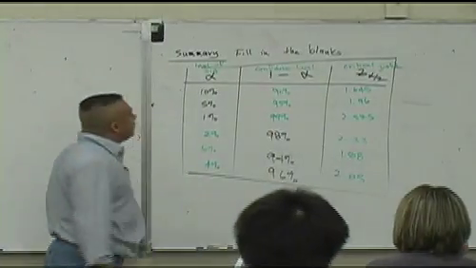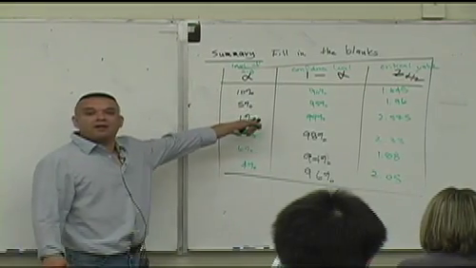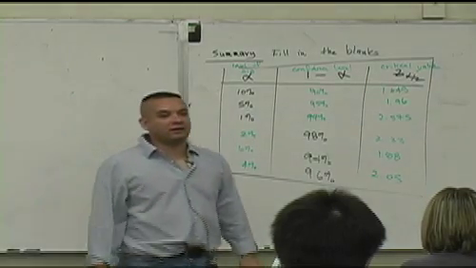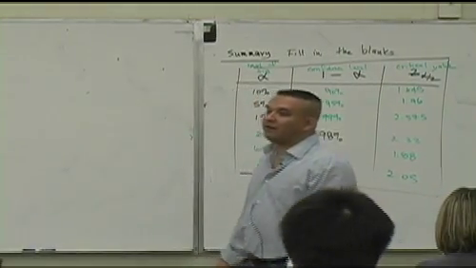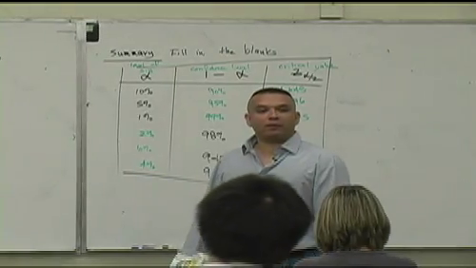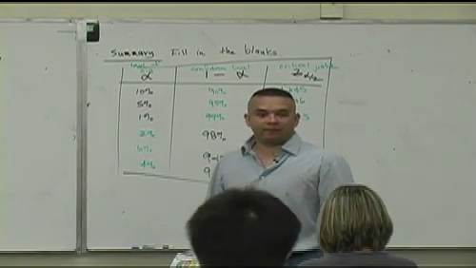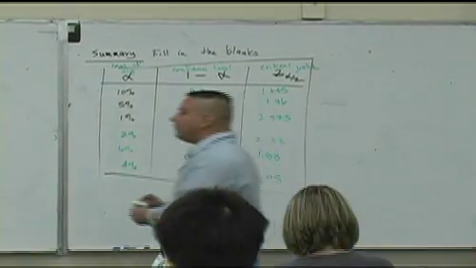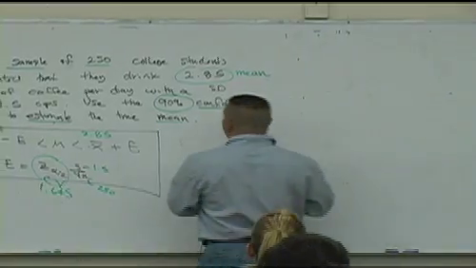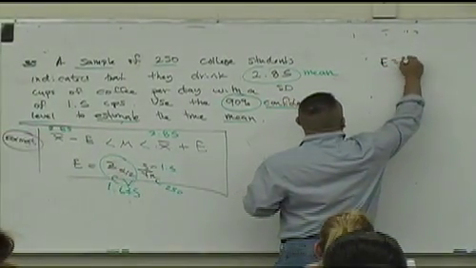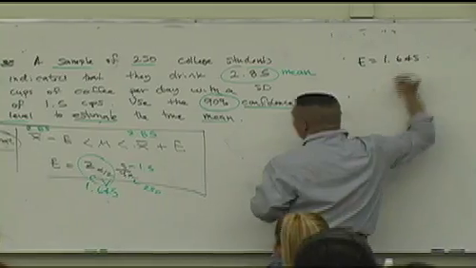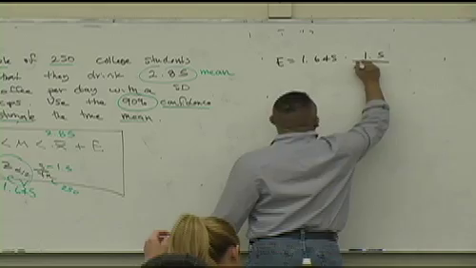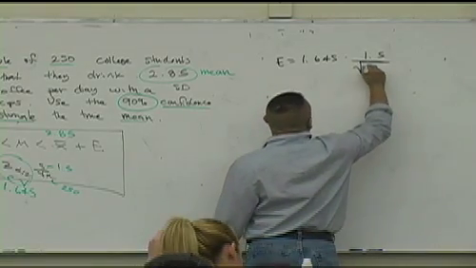Is this a formula? Is this the formula right here? No. It's a table. What does that mean you have to do then? You're going to have to go through that warm-up we talked about. Okay? So this is 1.645. How do we deduce the error? 1.645 times what? 1.5 over the square root of 250.